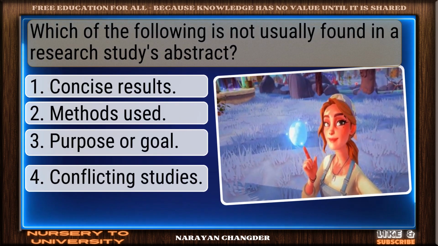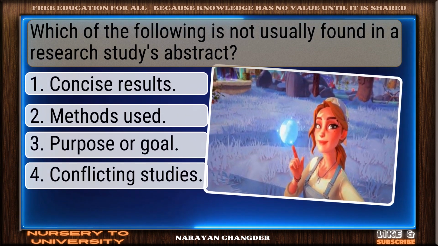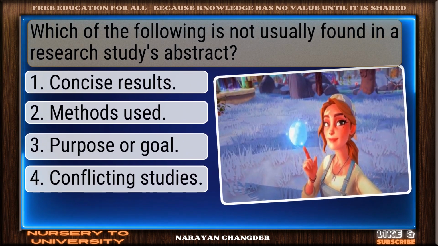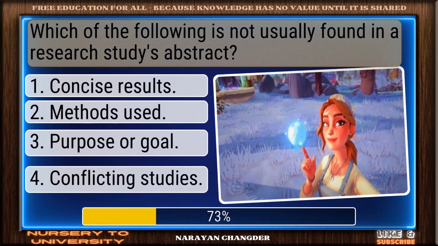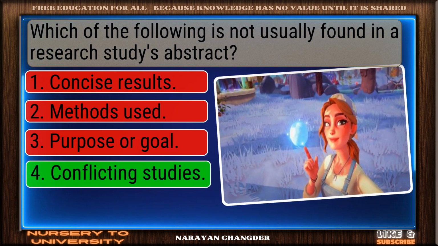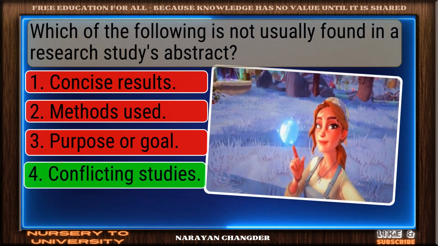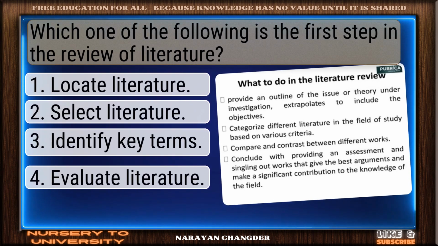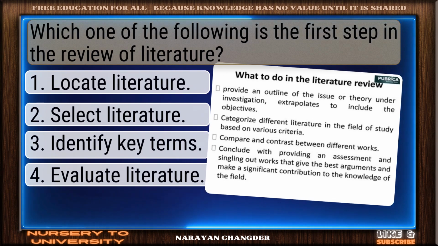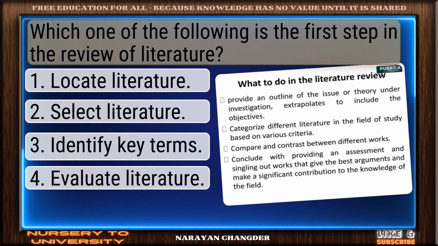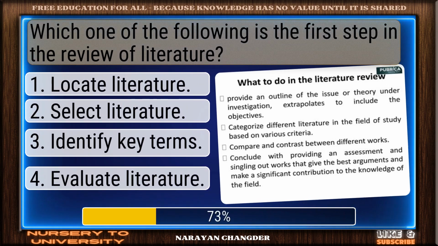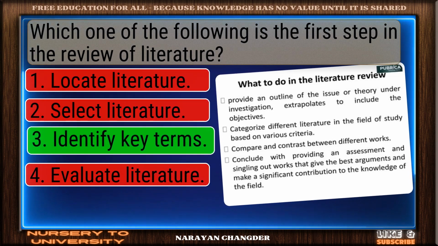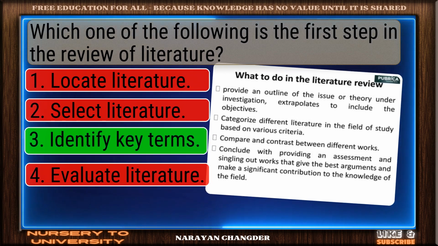Which of the following is not usually found in a research studies abstract? Bravo! Conflicting studies is the answer. Which one of the following is the first step in the review of literature? Well picked. Identify key terms is the correct answer.